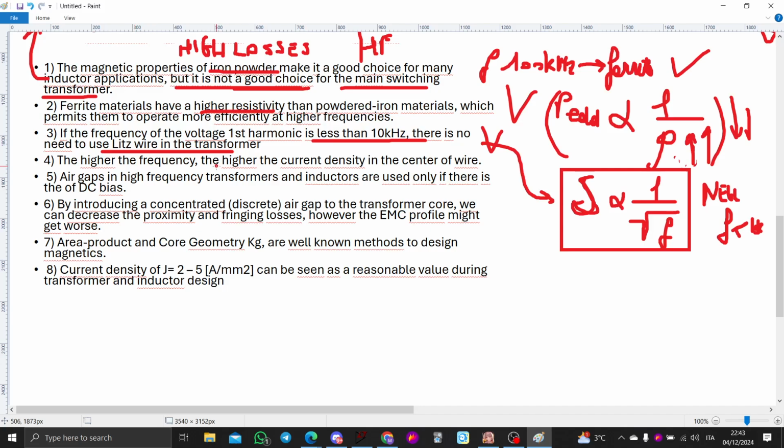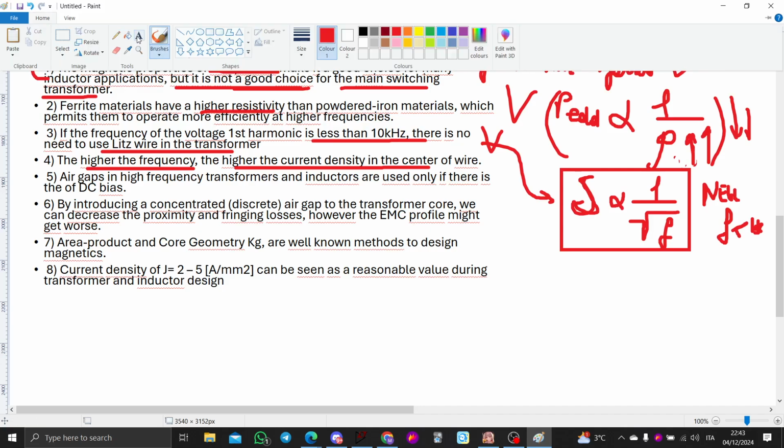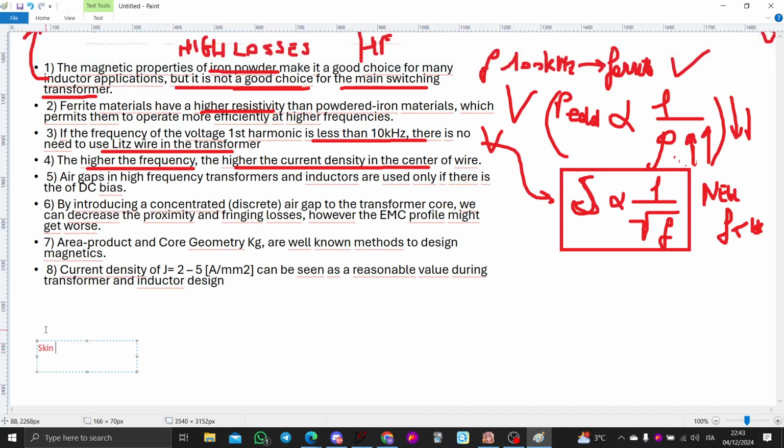Then, the higher the frequency, the higher the current density in the center of the wire. False. Because the higher the frequency, the higher the current density in the center of the wire? No, because there is the skin effect. Let me write here. Skin effect forces current to the surface, meaning that current density decreases in the wire center at higher frequency.